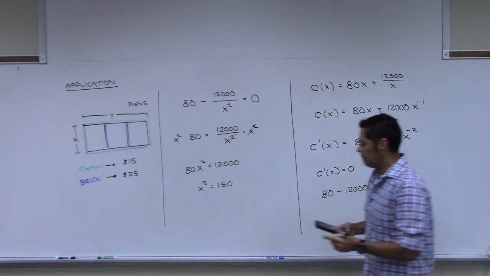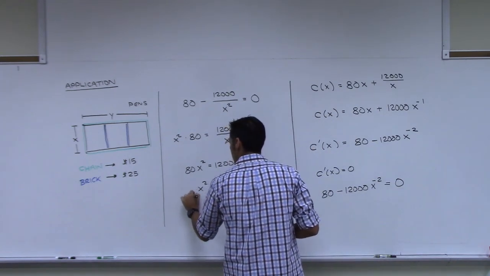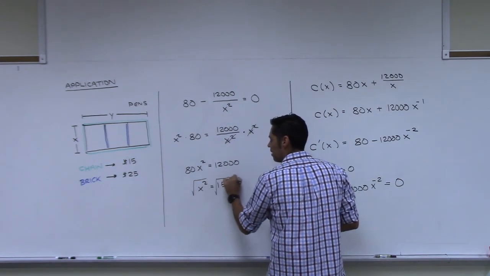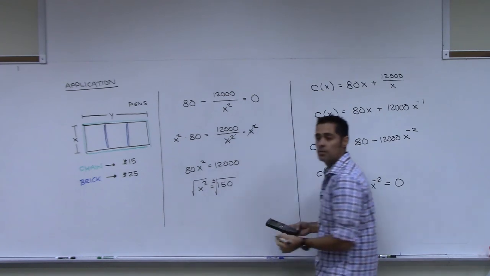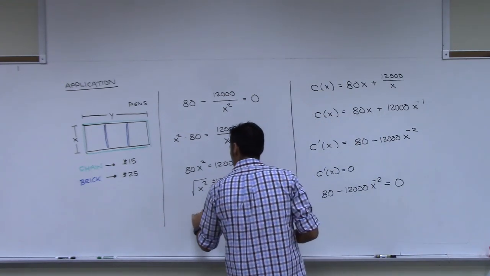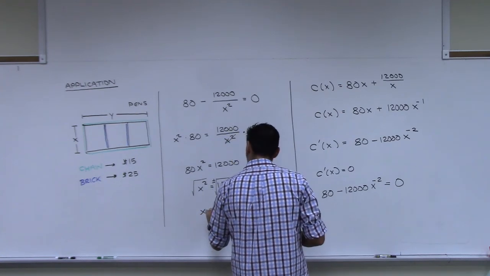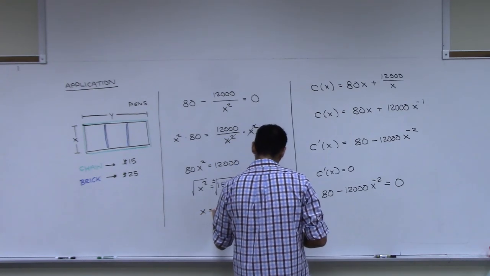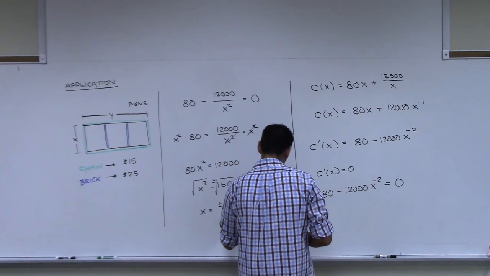And I get, remember, when you take the square root, don't forget, you have to do plus or minus. We're actually going to get two solutions here. X is equal to, are y'all comfortable with that idea? That you have to get a plus or minus when you take a square root? Yes?